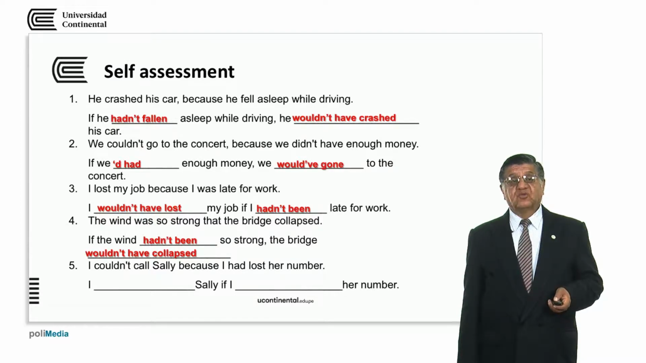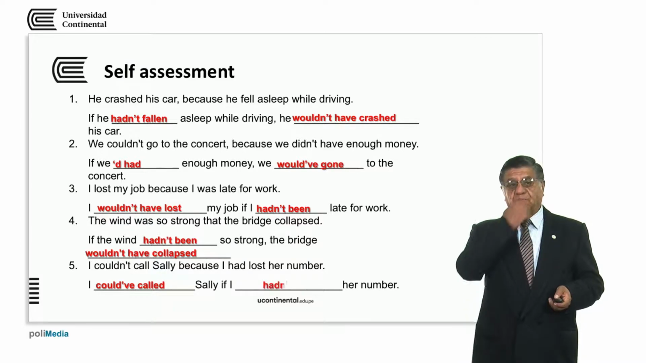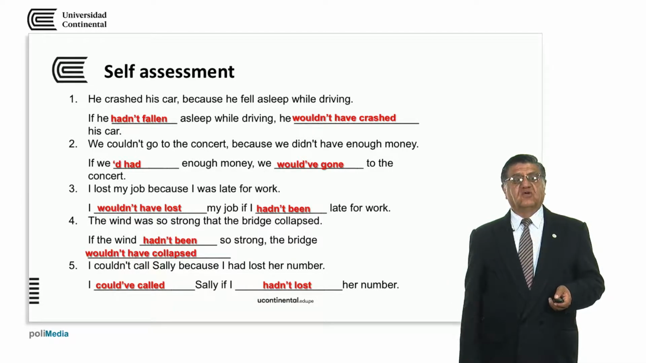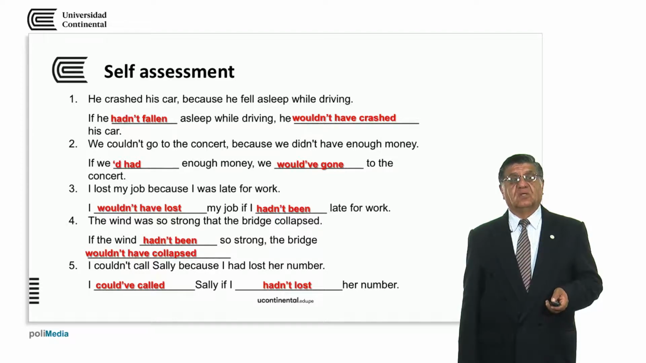We have various possibilities. Let's check. I could have called Sally if I hadn't lost her number. Repeat. I could have called Sally if I hadn't lost her number. The perfect conditional at the beginning and the if clause at the end in the past perfect.